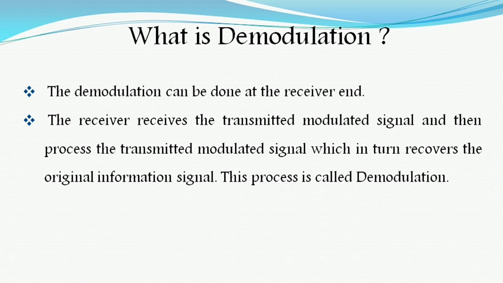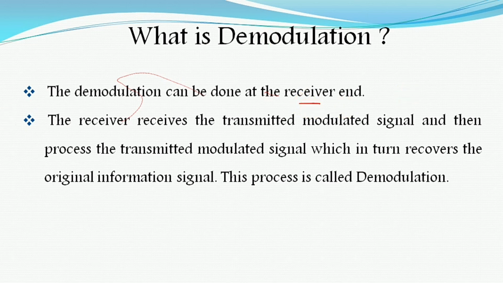Whereas here, what the demodulation will do? At the receiver end, the demodulation process will be done. What the receiver will do? Simply it receives the transmitted modulated signal and then it will process the received modulated signal, which in turn recovers the original information signal. The whole process of receiving the modulated signal and regenerating or recovering the message signal, that process we are calling it as a demodulation. So we can say that the demodulation is nothing but the opposite process of modulation.